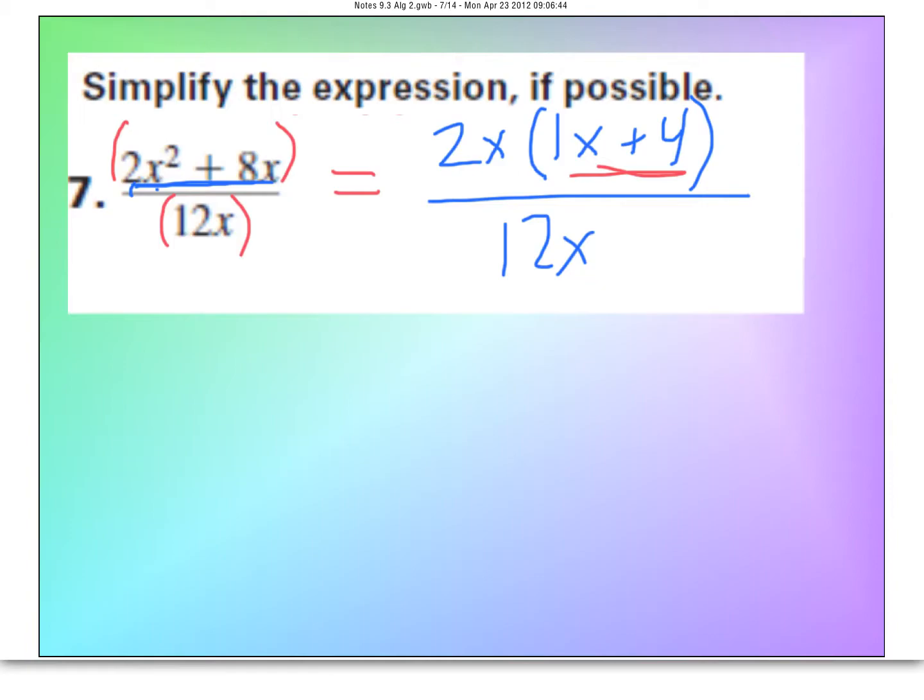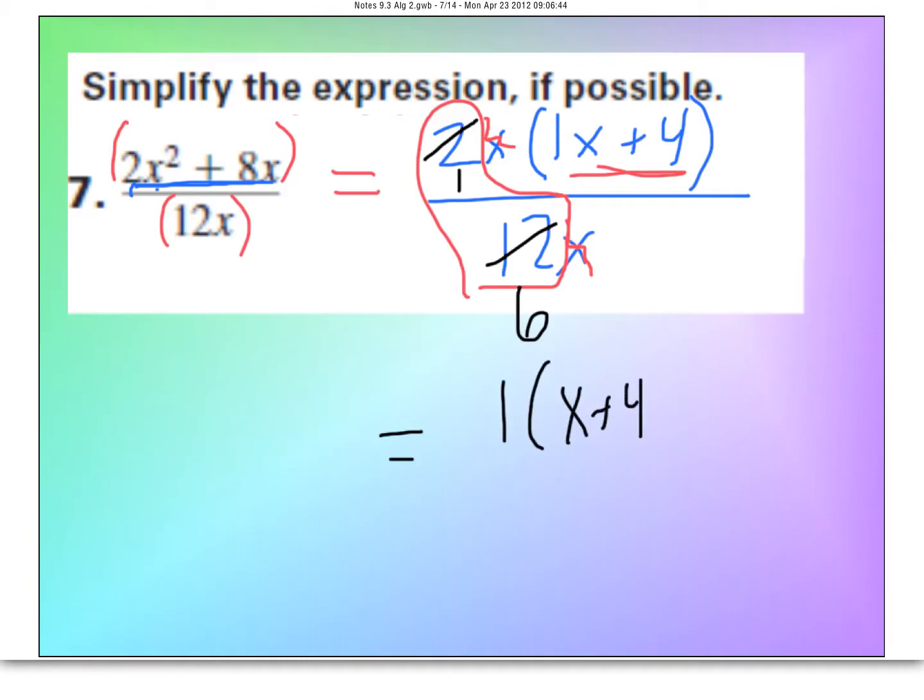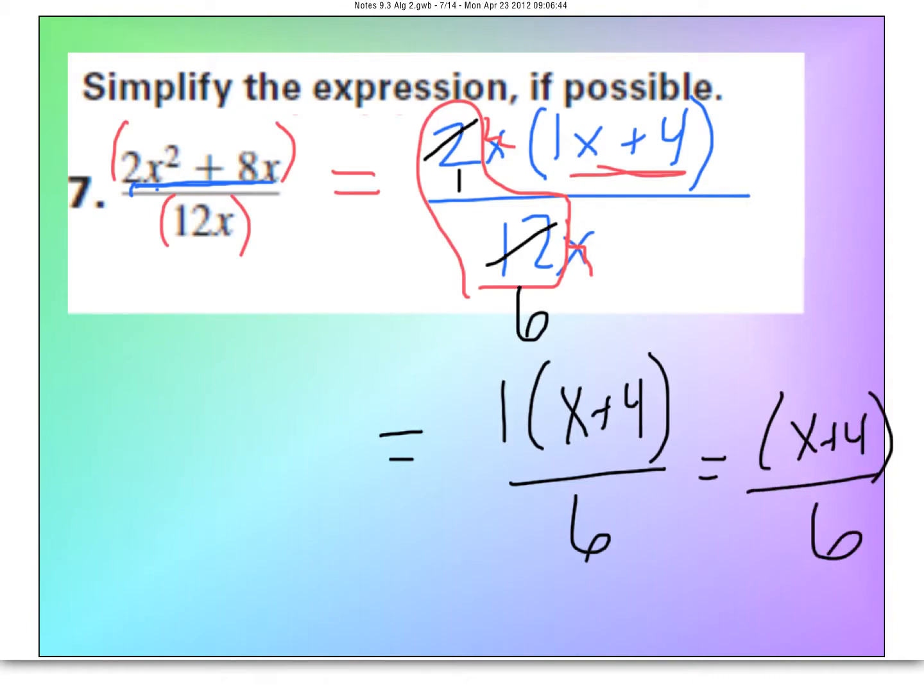However, I notice these two x's can cancel out. I also realize I can simplify this 2 over 12. I can pull a 2 out. 2 divided by 2 is 1. 12 divided by 2 is 6. So what I'm left with at the top is a 1, x plus 4, on the bottom a 6. Again, I typically won't write that 1, so the answer is x plus 4 divided by 6.